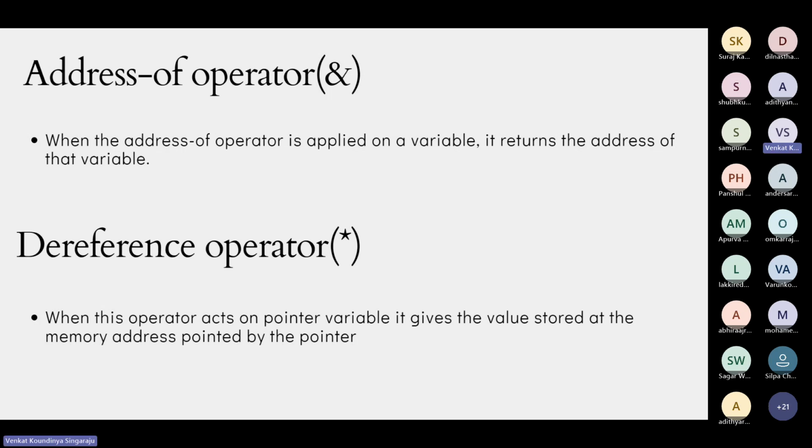The second operator is the dereference operator. It's denoted by star. This operator is applied on pointers specifically. When this operator is applied on a pointer, you get the value of the variable which is pointed to by the pointer. As we previously discussed, pointers store some memory address, and there will be some variable present at that memory address. So when you use star, you get that variable which is present at the memory address stored in the pointer.